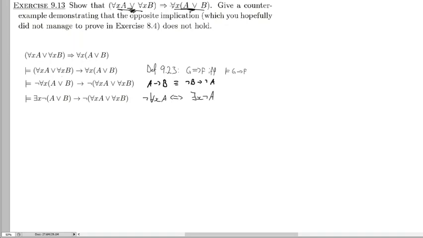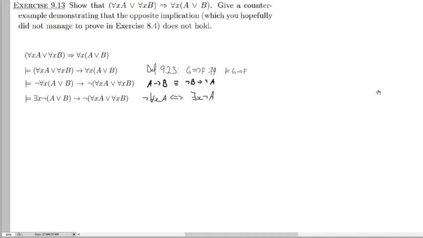So here we have that for all x, A or B is true. So either A is true or B is true for every single x. But here we have that A is true for every x and B is true for every x. So now we just need to create some kind of structure and interpretation in which it's always true that either A or B is true, but it's not always true that A is true, and it's not always true that B is true. So both of these have to be false.